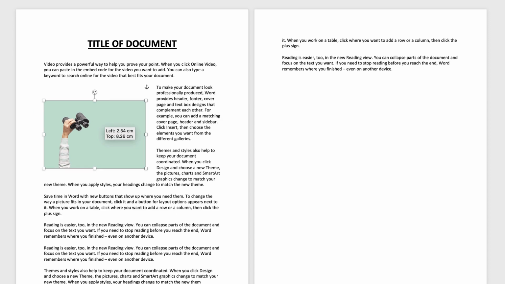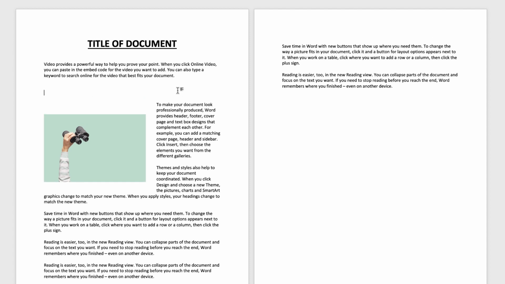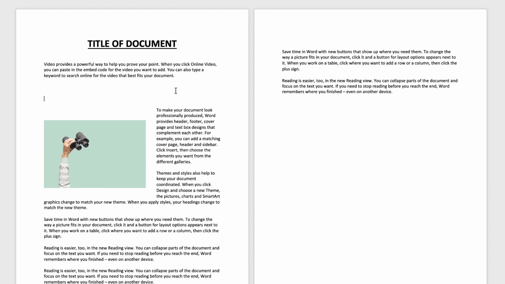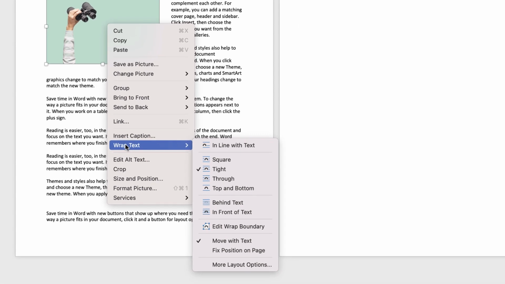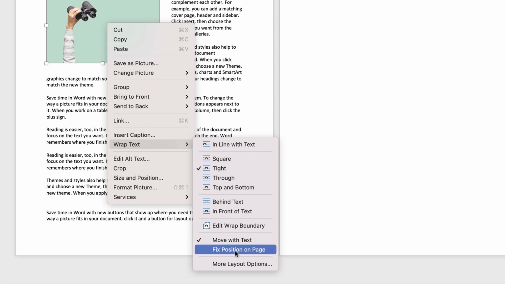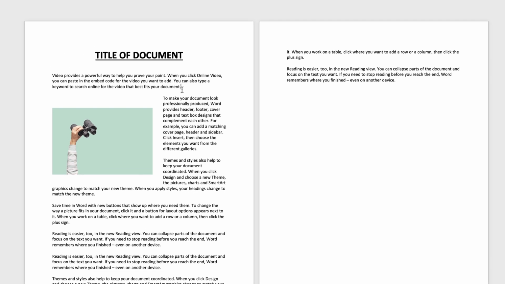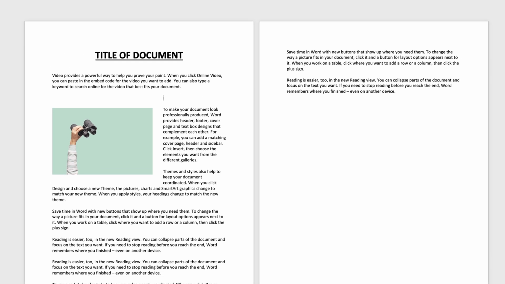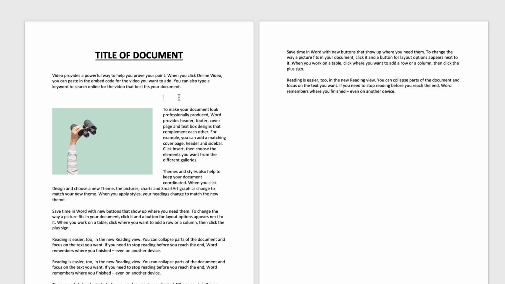Now, what will happen if I begin to type up here or hit my return key? You can see that everything moves down. But if I wanted this image to stay exactly where it is and the text to carry on around it whilst this image remains, then I need to click on it again, right click, go down to Wrap Text, and then go down to Fix Position on Page and click. Now if I put my cursor at the top here and press the return key, you can see that the picture stays exactly where it is.